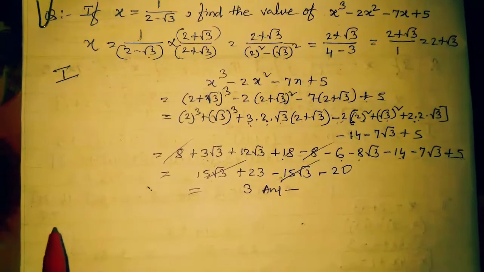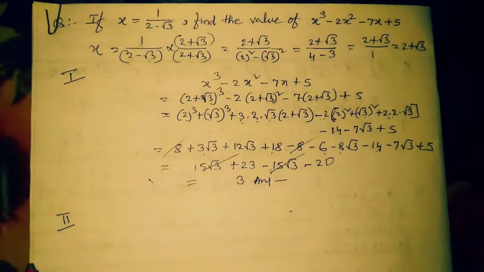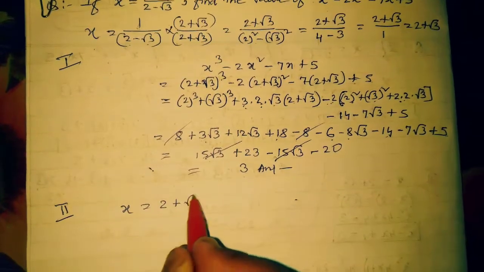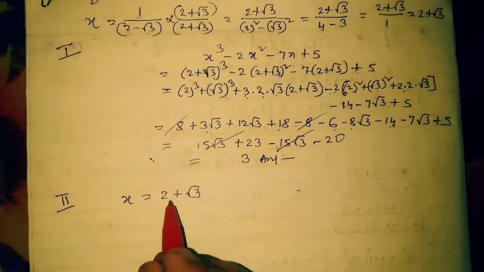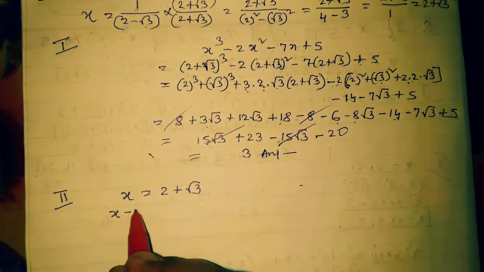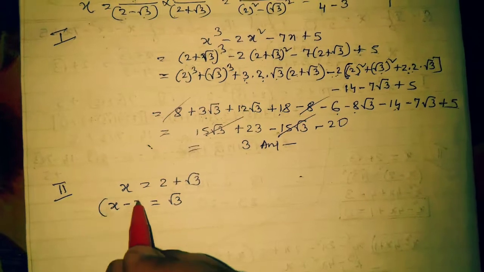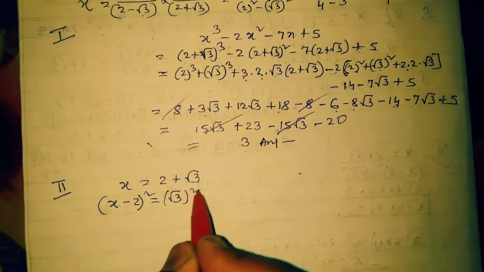Second method, what will you do here? We'll follow the second method also, how to solve this one. The value of x you got here: 2 plus root 3. Clear, student? So if we'll take 2 in left hand side, we'll get x minus 2 is equals to root 3. And then squaring both the sides.